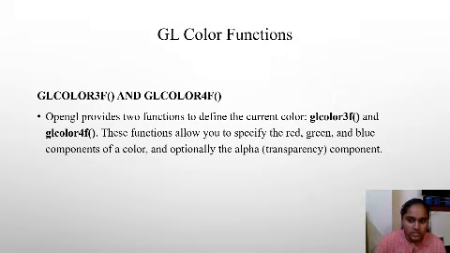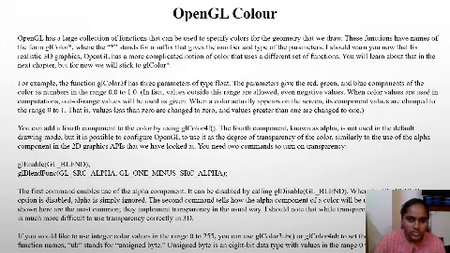GL color functions: glColor3f and glColor4f. OpenGL provides two functions to define the current color, glColor3f and glColor4f. These functions allow you to specify the red, green and blue components of a color and optionally the alpha component. OpenGL has a large collection of functions that can be used to specify colors for the geometry that we draw. These functions have names of the form glColor*, where the star stands for a suffix that gives the number and type of the parameters.